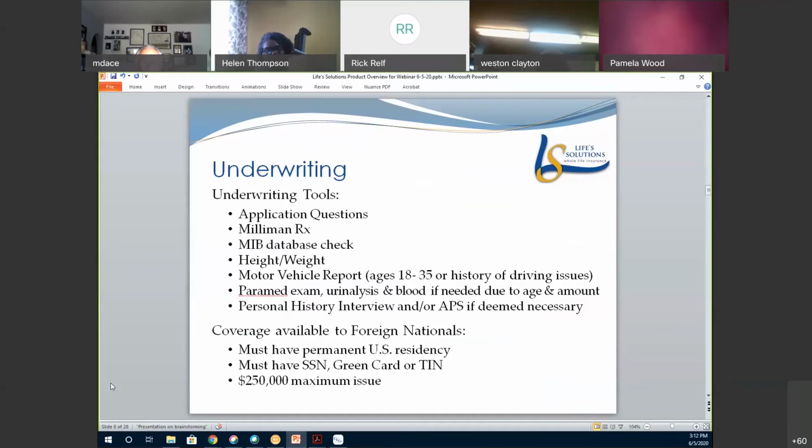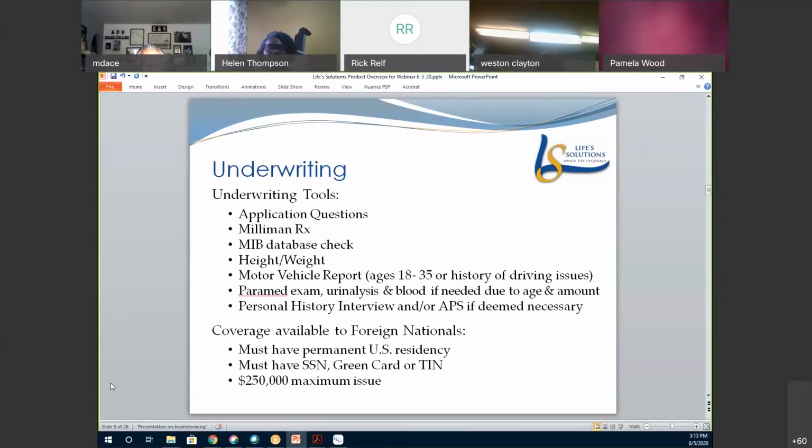Okay, it is underwritten. That helps make it a more competitive rate. These are many of the same tools we use in all of our product lines. You know, the application, we're going to send you a copy. It's nothing extravagant. It's a fairly simple application to follow. We use Milliman to get prescription history and the interaction of drugs, which we do in our other products. We always check with MIB to see the people's prior history with insurance companies.